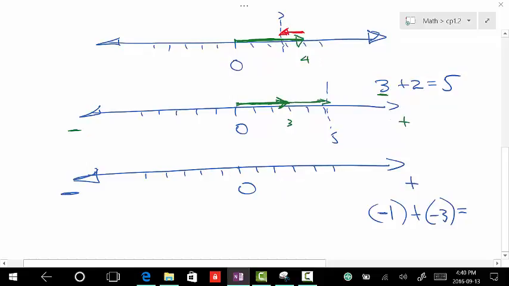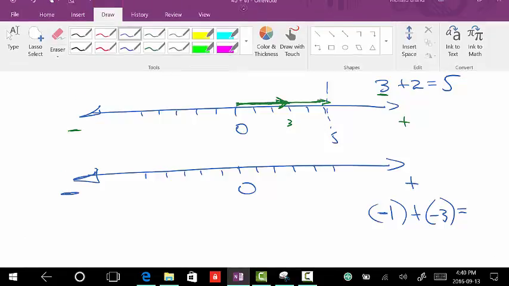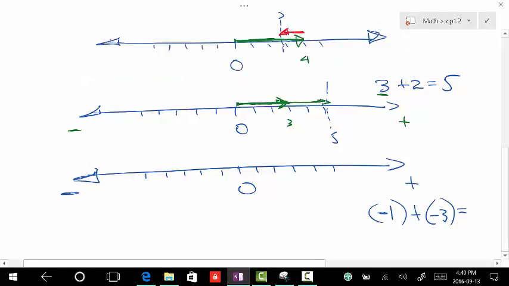Okay. Well, I'm going to start at 0, but I'm going to be going in the negative direction. So that means my arrow, rather than going off to the right, is going to go off to the left. And just to clarify things a bit, I'm going to actually use red. We're going off to the left. So I'm going to start off at 0, and I'm going to come off -1 in the negative direction. So there I am at -1.